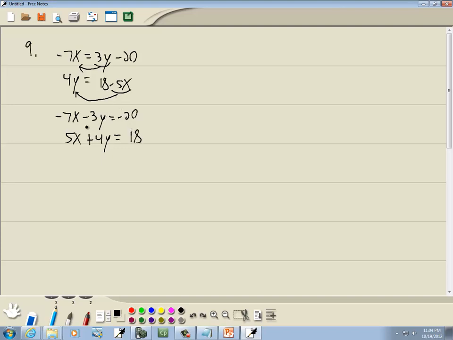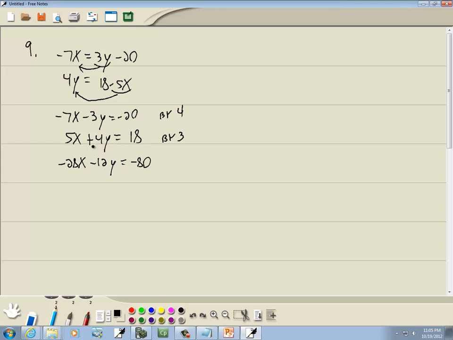Okay. Now I'm just going to eliminate the y's again. This one's already negative, this one's positive, so that's perfect. For this negative 3y, I want to multiply it by 4, the other number. For the 4y, I want to multiply it by 3, the other number. So negative 7x times 4 is negative 28x. Negative 3y times 4 is negative 12y. Negative 20 times 4 is negative 80.